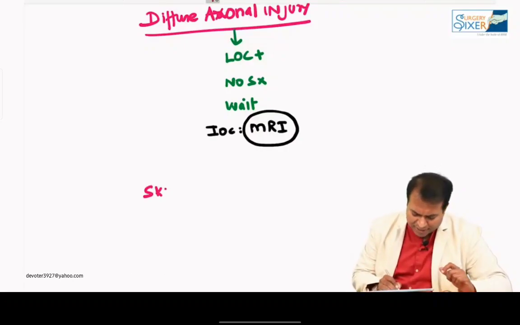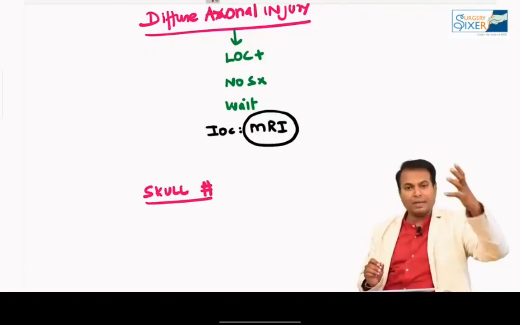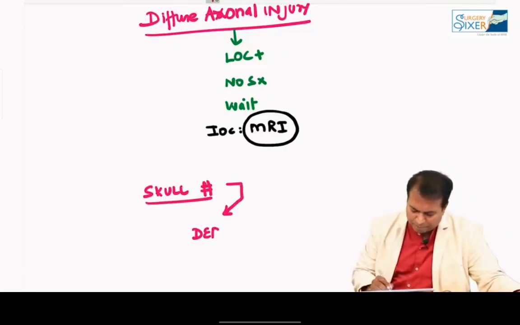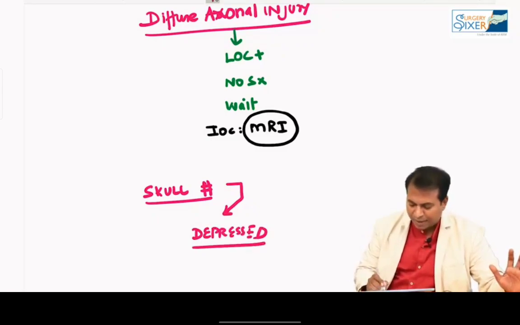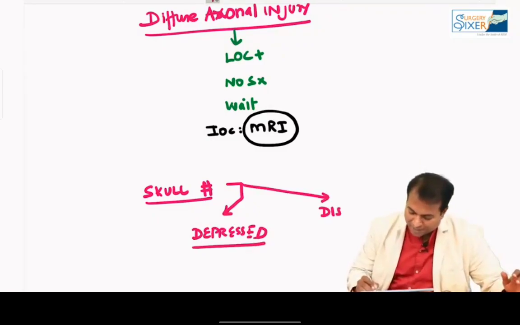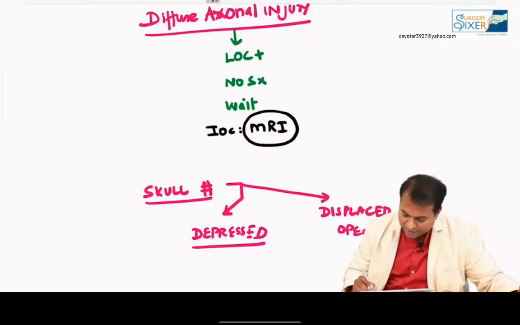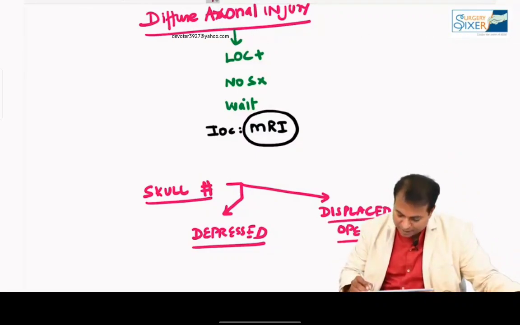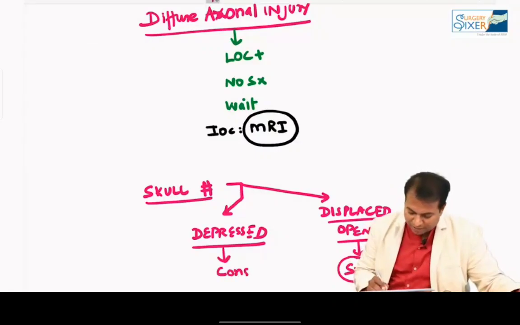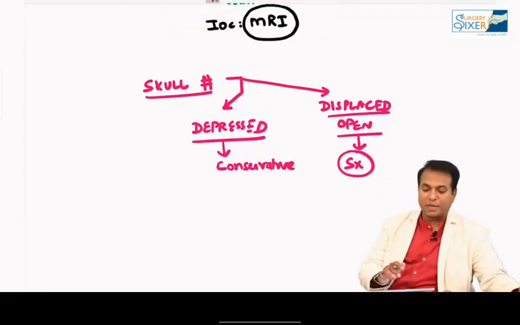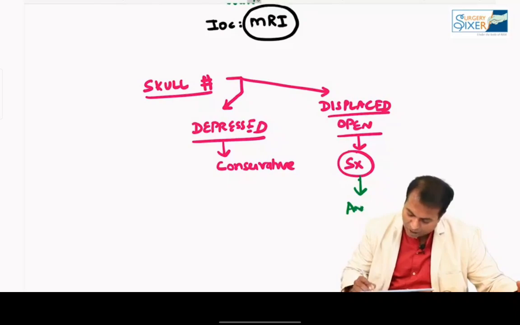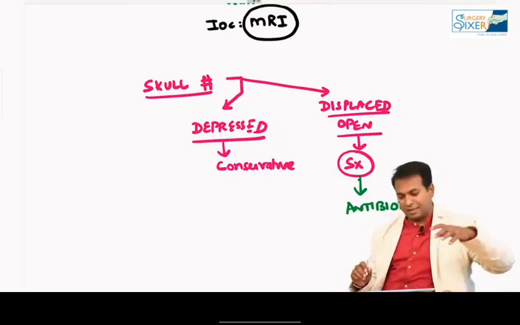And skull fracture. Skull fracture is another problem in the skull. It can be a depressed fracture. A depressed fracture is not a worry. Many times they don't cause many symptoms and you can even manage conservatively. Depressed just means it has gone a little inside, that's all. Or displaced fractures or open fractures. Displaced or open fractures must be treated surgically. These cases also need antibiotics to prevent infection inside the skull.